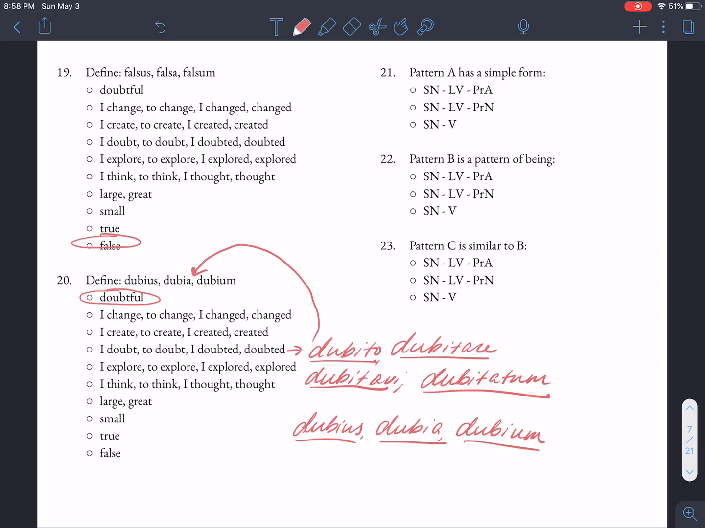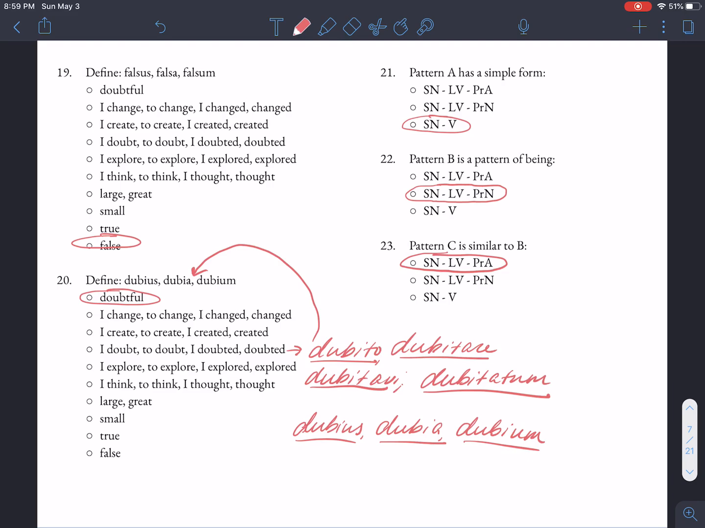Number 21. Now this one, to help you with the answer, you need to know the sentence pattern chant. Pattern A has a simple form. It's made with a verb and a subject noun. SNV, SNV. Pattern A has a simple form. Pattern B is a pattern of being. 2 nouns surround a small LV. SNLV, PRN, SNLV, PRN. Pattern B is a pattern of being. Pattern C is similar to B. A noun needs an adjective, don't you see? SNLV, PRA, SNLV, PRA. Pattern C is similar to B.